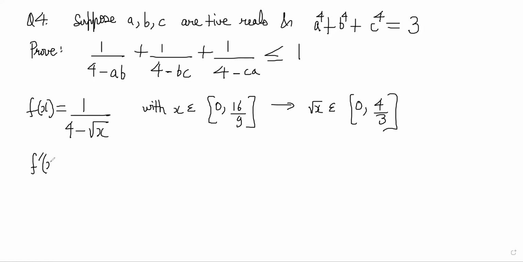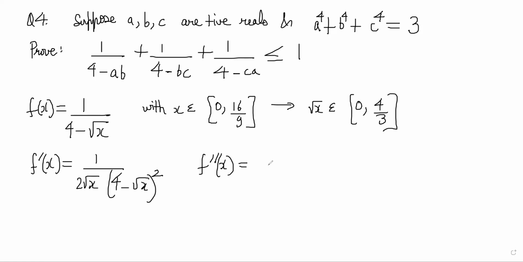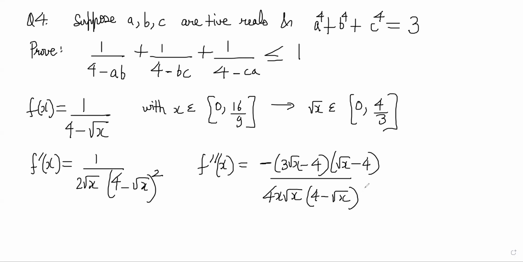Now check the derivative here. f dash x is equal to 1 by 2 root x (4 minus root x) whole square. And you can find the double derivative also by quotient rule and chain rule. So you will get minus of (3 root x minus 4) multiplied by (root x minus 4) divided by 4x root x (4 minus root x) whole power 4. And you can prove that for x lying, or root x lying, in this region, f double dash x is less than 0, right? This implies that f of x is concave.